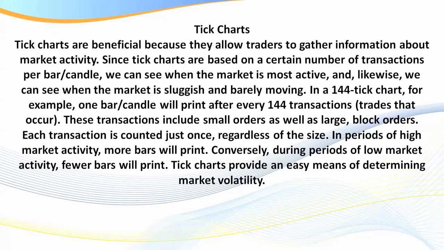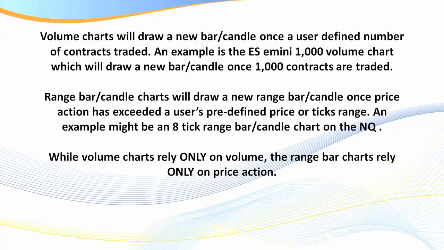Now if we consider tick charts, they're very popular. Of course, we have thousands of day traders around the world. Here in this particular case, I've got on the chart a 144 tick chart as an example. I like, as I mentioned earlier, on the NQ the 133. So one candle or bar will print after every 144 transactions. That is, trades that take place irrespective of how many contracts may be traded within those 144 transactions.